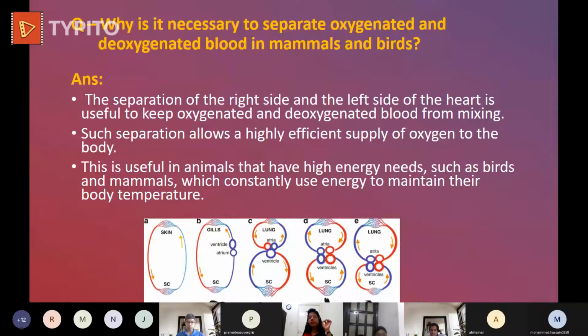Now here I have discussed the working of the heart. The most difficult thing here is the terminology. There are a lot of vessels, a lot of chambers, and valves I have used in my discussion that you have to learn. Now I'm going to ask you a question: tell me why it is necessary to separate oxygenated and deoxygenated blood in mammals and birds.